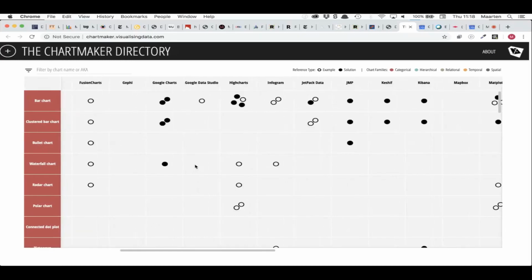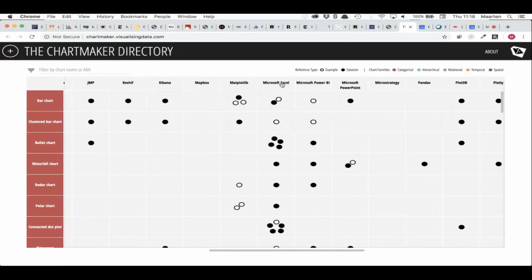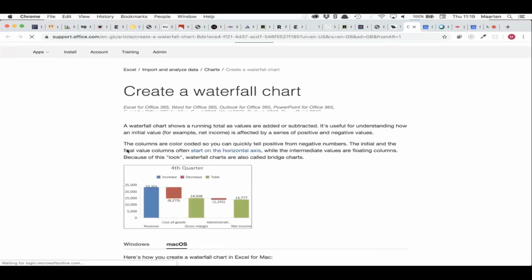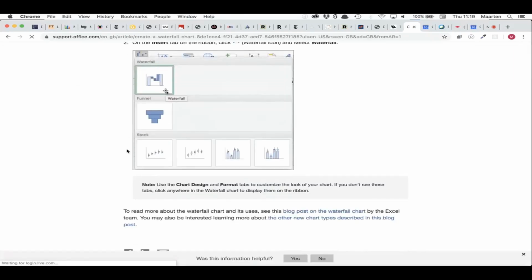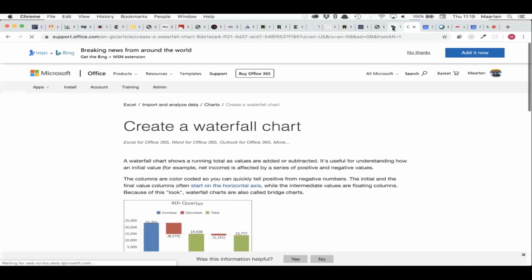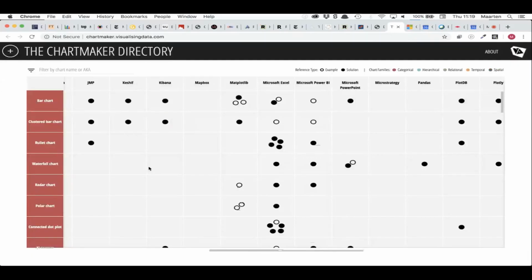So for example, if we go here to the column representing Microsoft Excel, you can see there are a lot of dots there, so a lot of tutorials. If we want to make a waterfall chart with Microsoft Excel, we just click the dot in the cell there, and we'll get a tutorial about how to make a waterfall chart in Microsoft Excel. So if you're looking for some guidance about how to make a certain chart type with the tool that you're using, you can consult the ChartMaker directory, and it will probably point you in the right direction to get you started making this visualization.